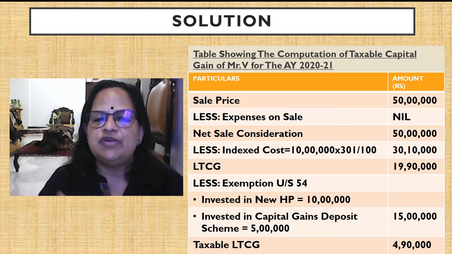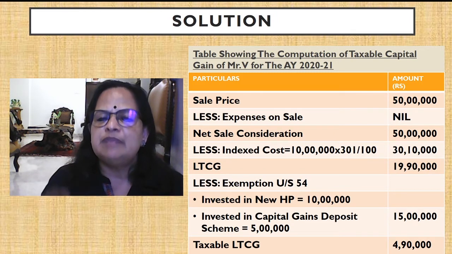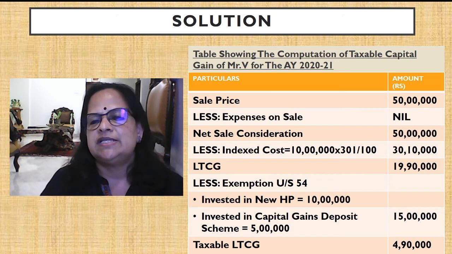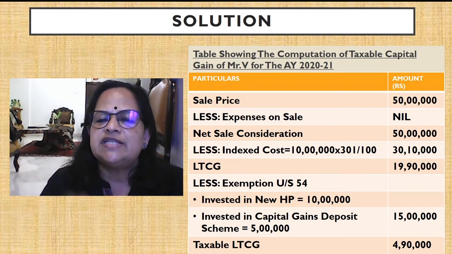Now he is eligible for exemption under section 54. So he has invested in new house property 10 lakhs. In capital gain deposit scheme he has invested 5 lakhs. So 15 lakhs he can claim exemption under section 54, and taxable long-term capital gain will be 4 lakh 90,000.